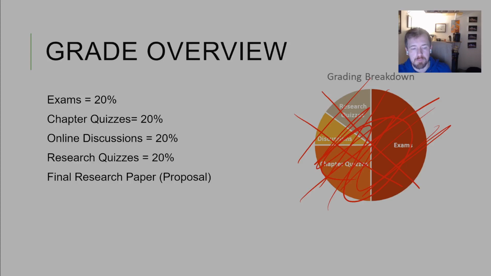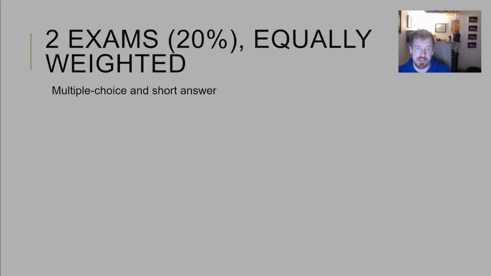Here, basically everything is going to break down into 20% of your final grade. That makes it easy to remember and easy to calculate. So that means our exams, we have two exams, that's in total going to be 20% of your final grade. Your chapter quizzes are going to be 20% of your final grade. Your online discussions, 20% of your final grade, and so on. So let's talk about what each of these things are.